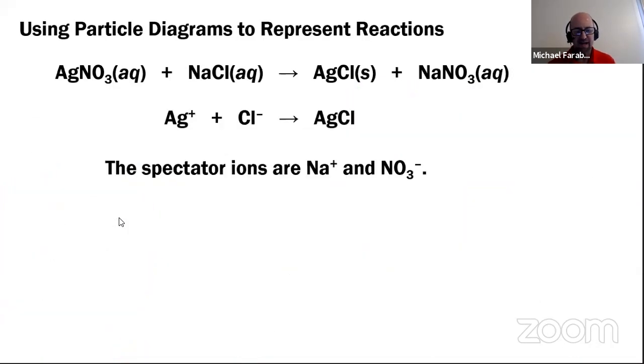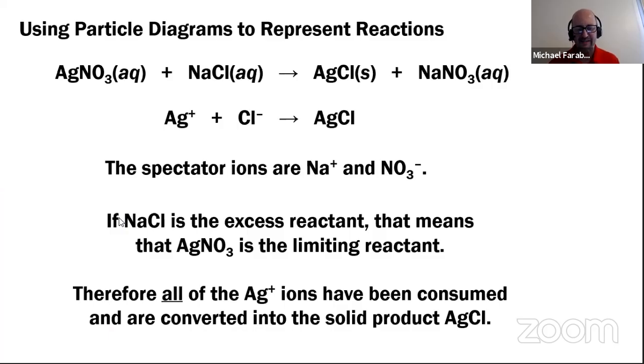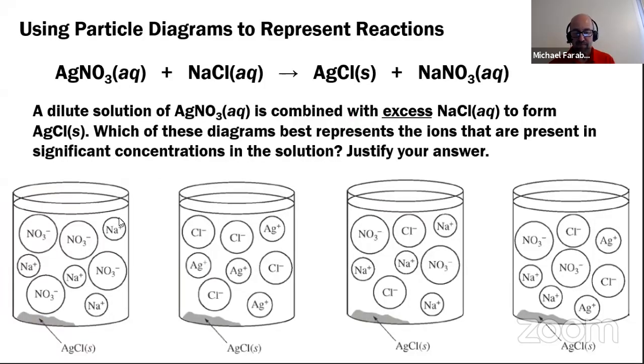Well, what it means is that if sodium chloride is the excess reactant, there's going to be excess left over, and silver nitrate is the limiting reactant. All of the silver ions will have been converted into solid silver chloride. So in terms of particle diagrams, I need to cross off any diagram that still shows silver left over. So all of the silver would need to be consumed, and therefore I can get rid of these.